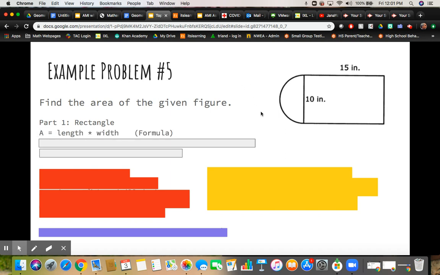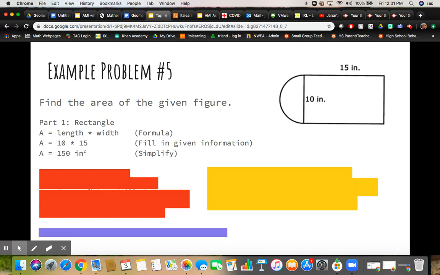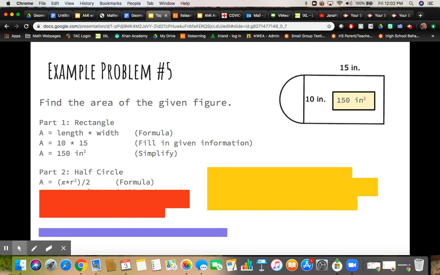So the area is length times width. We're given that 15 is the length and 10 is the width. Then let's just simplify that. So 10 times 15 gives you that the area of the rectangle is 150 inches squared. Now that we know the rectangle, we want to know what the semicircle is. If you remember, when we were talking about the formulas, I gave you a formula for that, which is just pi times r squared divided by 2.